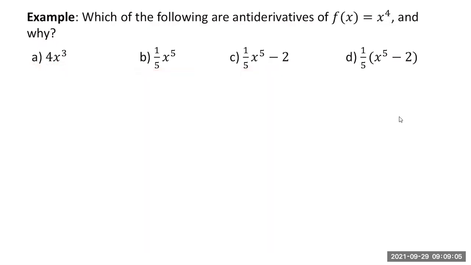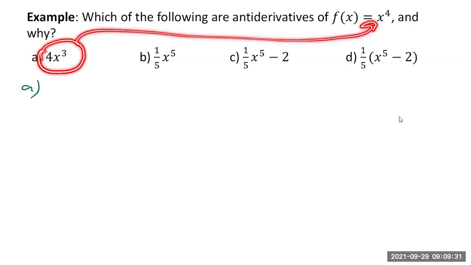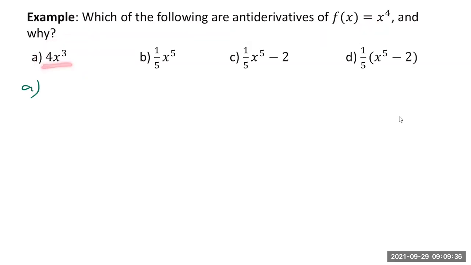Let's work on the first part. How do I determine whether 4x cubed is an antiderivative of x to the power 4? Remember, an antiderivative of lowercase f is a function uppercase F whose derivative is lowercase f. So I'm going to differentiate this function and see whether I get this function. If I get that function, yes, this is an antiderivative. If not, it is not. So what is the derivative of this function?